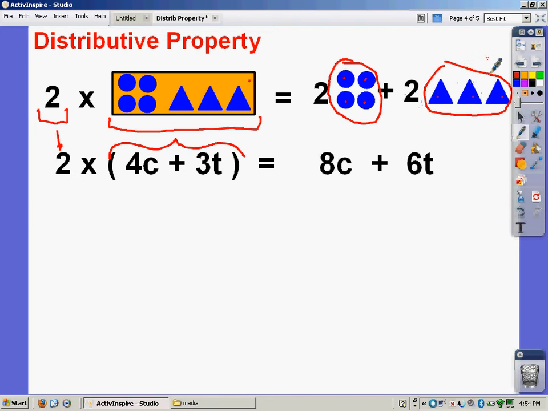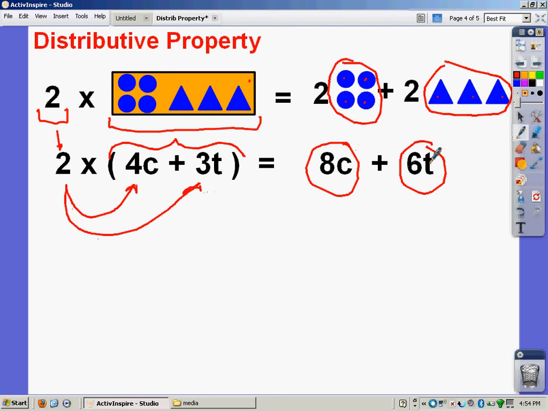That's once I take things out of the box. In terms of math, I have 2 times this group right there. So one way to do this is really 2 times 4c, I would get 8c, and 2 times 3t, which would give me 6t. As you can see, the same result as before. We have 8 circles in total and 6 triangles in total.